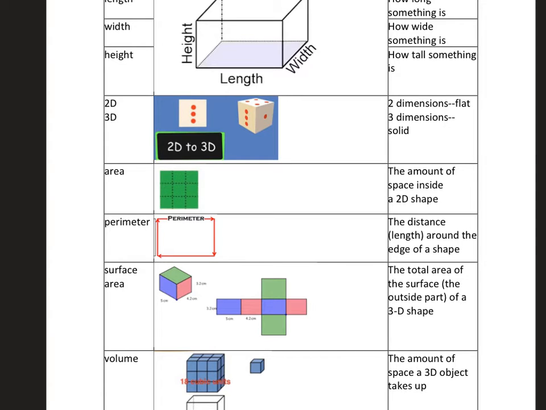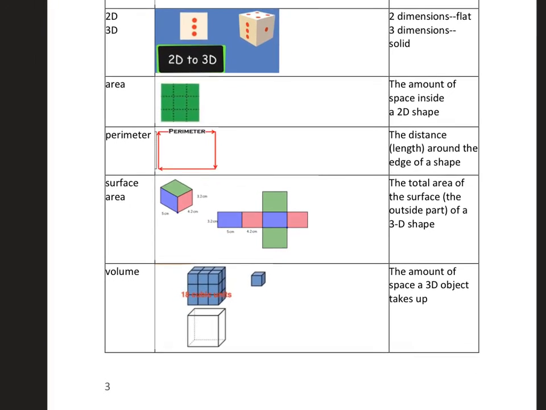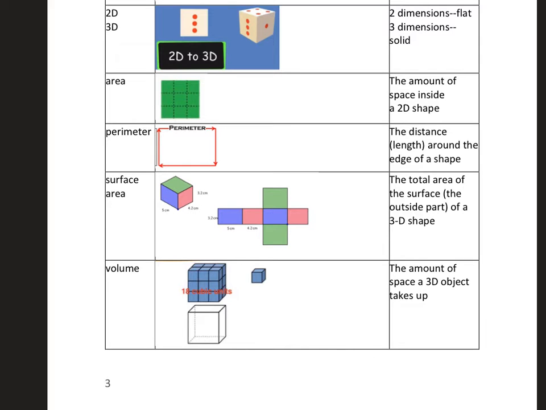All right, next we have area, and we know that that is the amount of space inside a 2D shape. Next we have perimeter, which is the distance or length around the edge of the shape. We have surface area. This is if we took a 3D shape like a cube and we unfolded it, the total area of the surface, which is the outside part, that's the surface area. And then we have volume, the amount of space an object takes up. These are the vocabulary math terms that you are going to see throughout the packet.